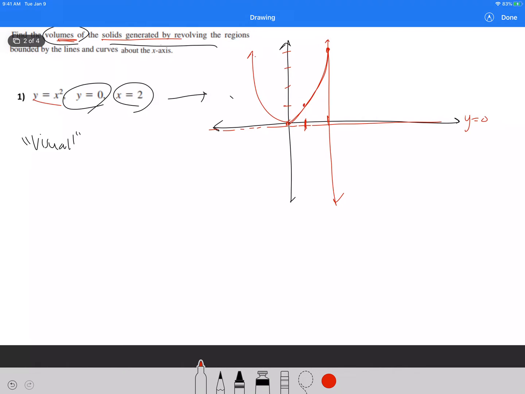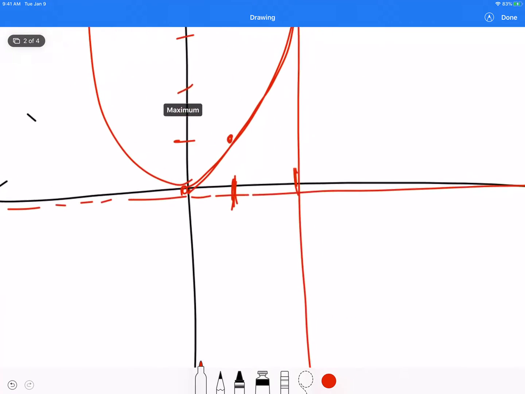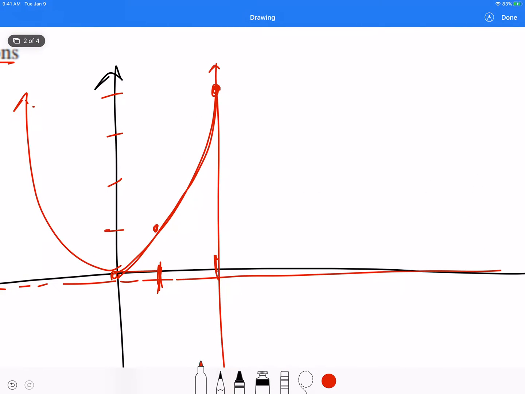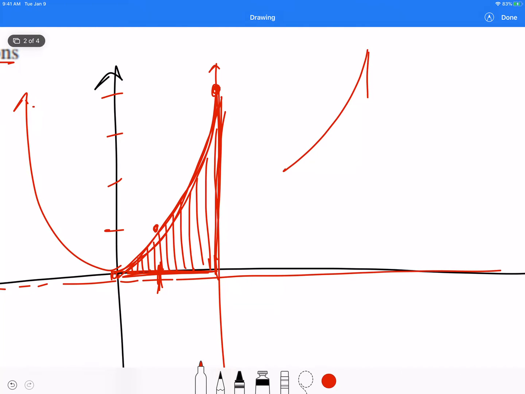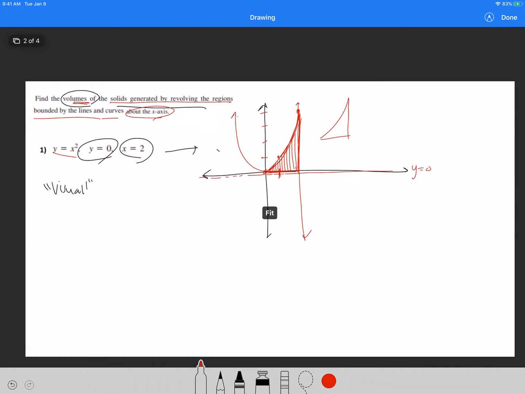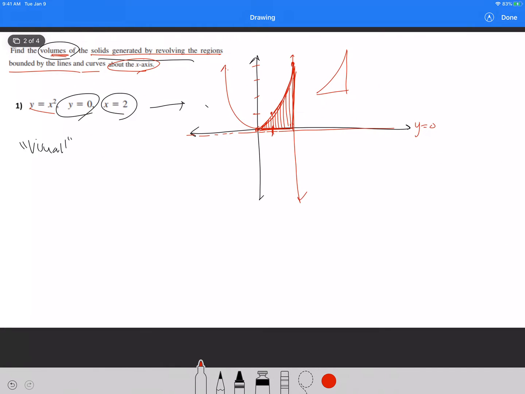So just find the volumes of the solid generated by revolving the regions bounded by the lines and the curves about the x-axis. What that means is you're really focusing on this shape right here. This is the x-axis, this is the line, and this is the curve. So the area that's bounded by this is sort of like a triangle looking thing, but it's really not. Now, we're talking about rotating this about the x-axis.